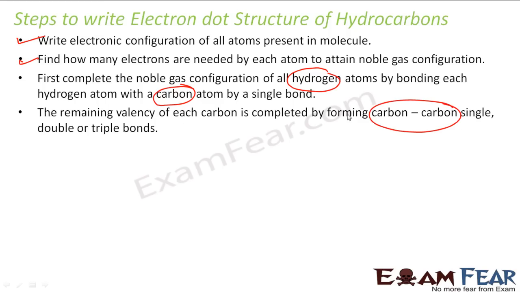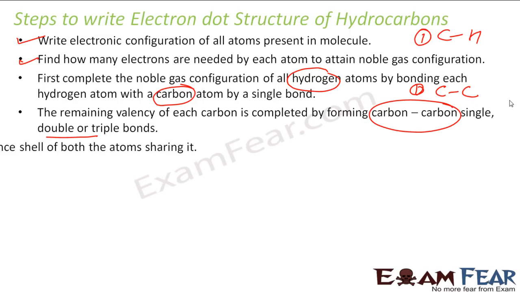So it's similar to the steps we follow to write the electron dot formula for covalent bonds, but the only extra part here is first I'll try to bond hydrogen and carbon, and then I'll try to bond carbon and carbon with double, single, or triple bond, whatever is required as per the question. Correct? Similar to the covalent bond thing. In this case, first I find the bond between hydrogen and carbon, and then between carbon and carbon. So carbon-hydrogen is first and second is carbon-carbon. Correct?